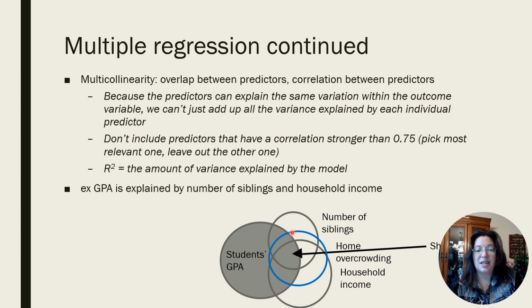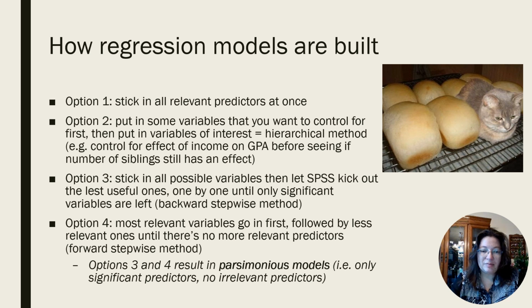Oh, and here we have a third potential variable that I forgot about, home overcrowding, which overlapped quite significantly with household income. So in a situation like this, you would exclude the home overcrowding variable or the household income variable and not have both. So the way that we build regression models, there's a few options.